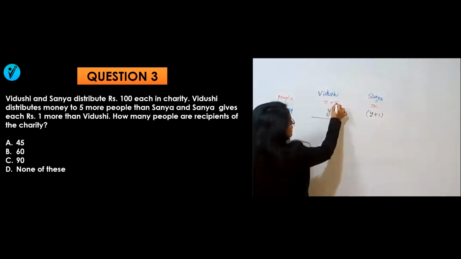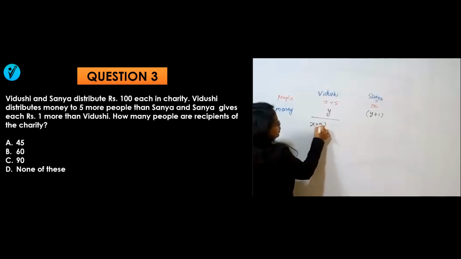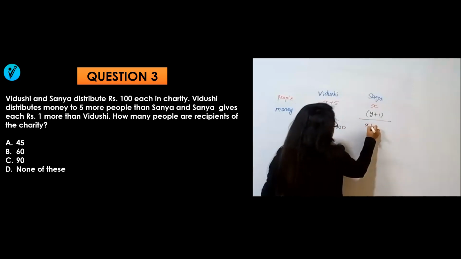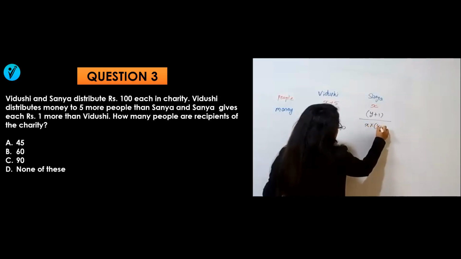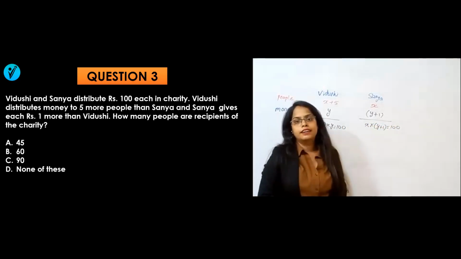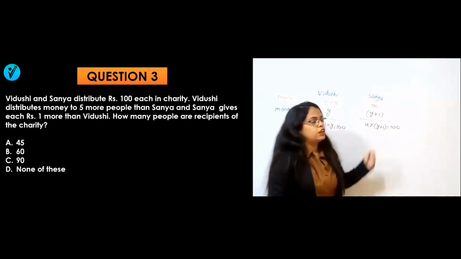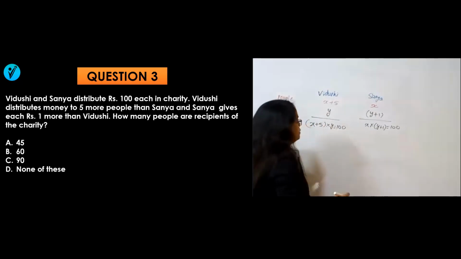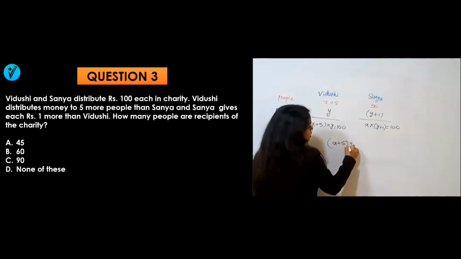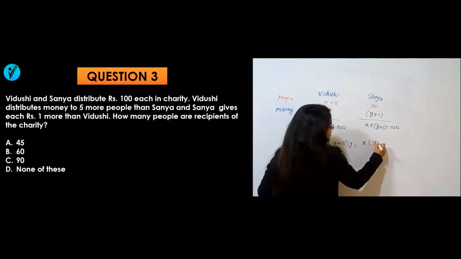And this total is what? (X plus 5) into Y is equal to 100. Similarly, X into (Y plus 1) is equal to what? 100, because they are saying that both of them are distributing 100 rupees each. So can I say that these values will be equal? Let's equate them then: (X plus 5) into Y is equal to X into (Y plus 1).